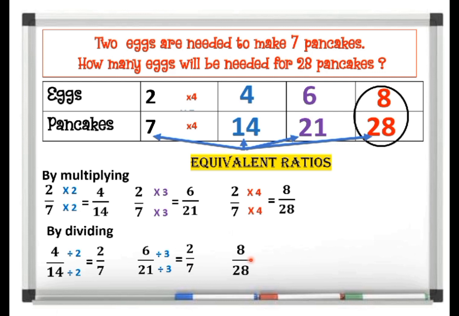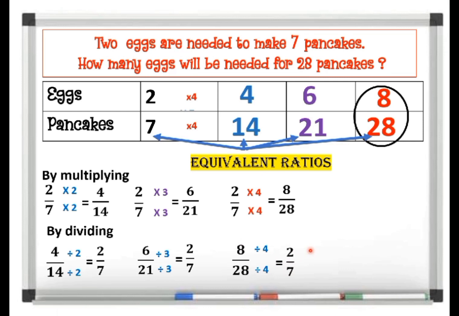Okay, another one. 8 over 28. What number can be divided by 8 and 28? Yes, they can be divided by 4. Okay, or their GCF is 4. So, 8 divided by 4, the answer is 2. 28 divided by 4, the answer is 7. So, 8 over 28 is equals to 2 over 7.